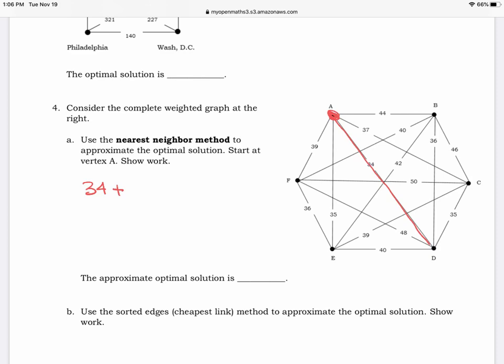Then from here, I can choose between 40, 48, 36, and 35. So 35 is clearly the next choice. Then from vertex C, I have a choice of, well, I know I can't go to 37, right? Because that would make a circuit before I'm ready. So I only have a choice of 46, 40, and 39. So I'm going to need to go from C to E.